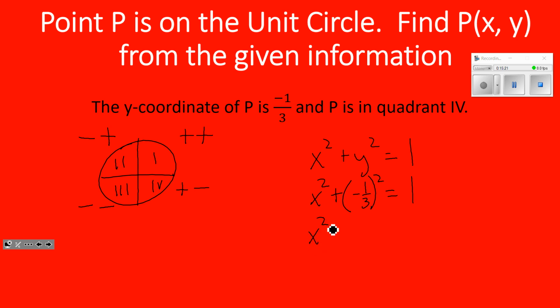So x squared. When I square a negative times a negative is a positive. So this would be 1/9. And then I'm going to move the 1/9 over and subtract 1/9. So x squared is equal to 8/9. And then I'm going to take the square root. Okay, so those cancel. What's the square root of 8/9? I hear 2 square root of 2 over 3. Did you catch that?